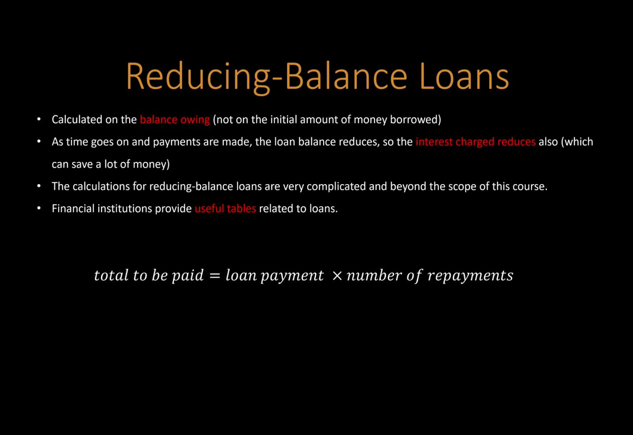So the total to be paid is going to be the loan payment, so how much you're paying each time you're making a repayment, times the number of repayments you make in total. And the total to be paid can also be defined as the principal, so what you borrowed, plus the interest, so the extra bit you had to pay back on top of it as well.